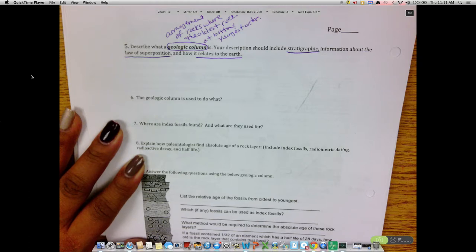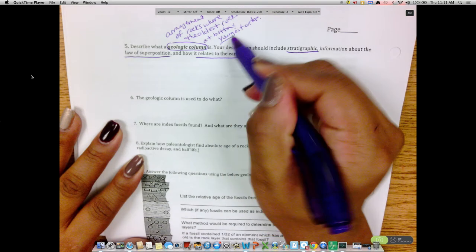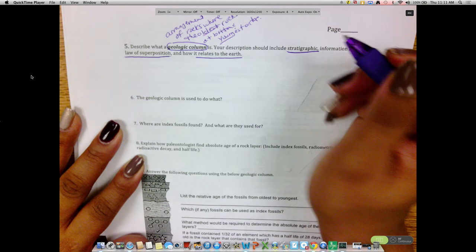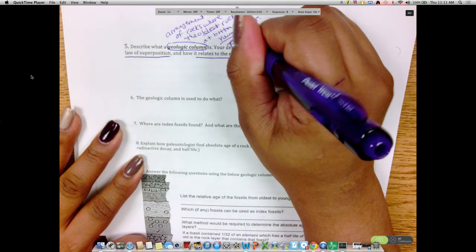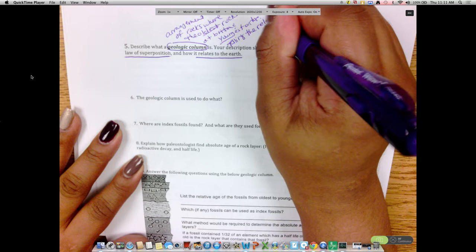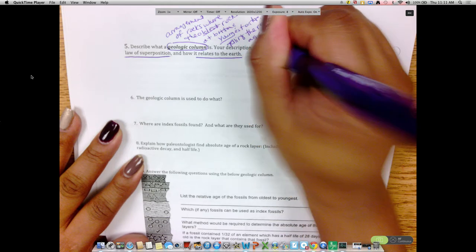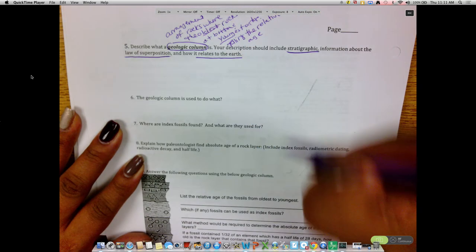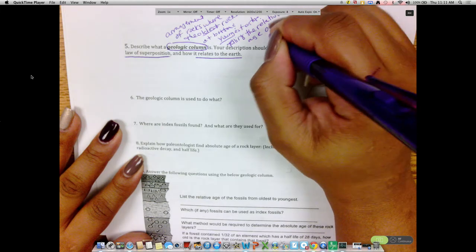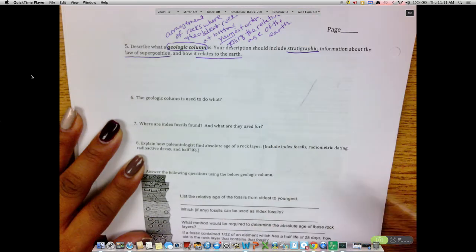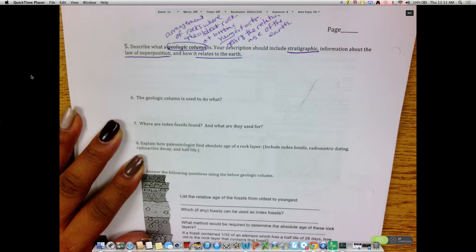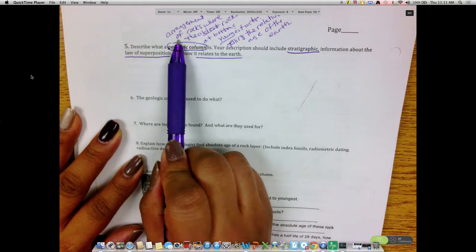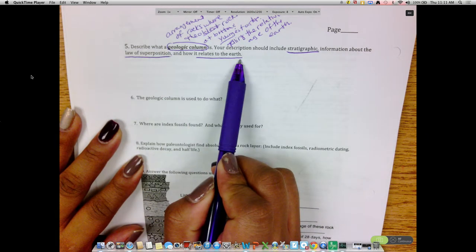Jayla. Not absolute, because we're talking about youngest and oldest. Telling the relative age of the earth. So we made ourselves a little note. We've included information about the earth.